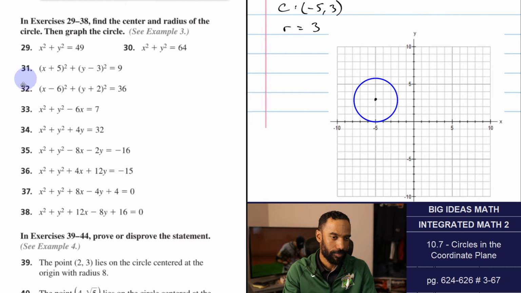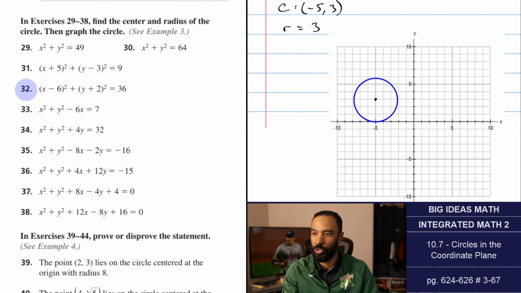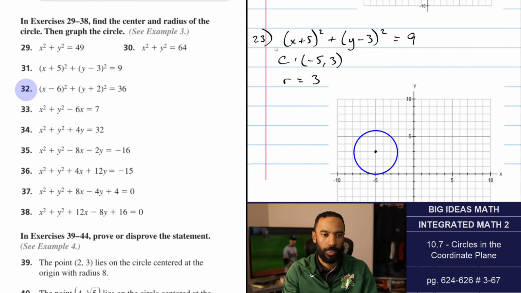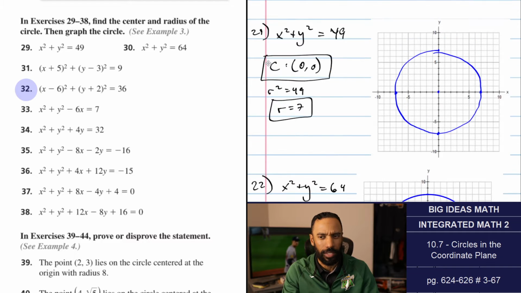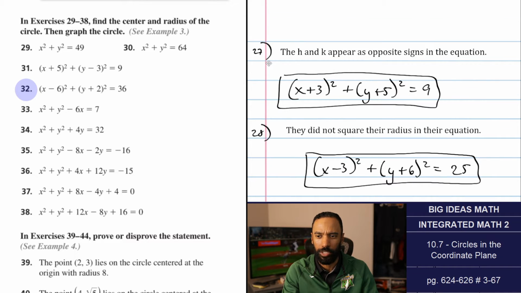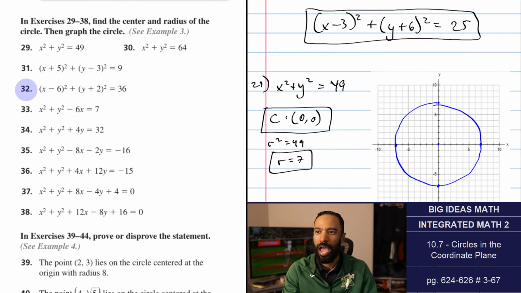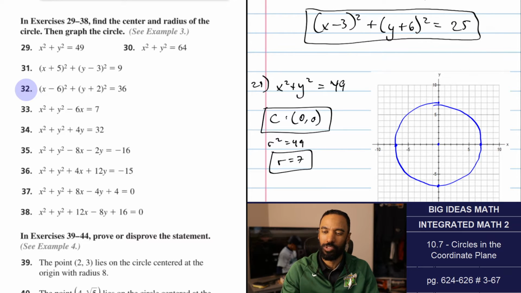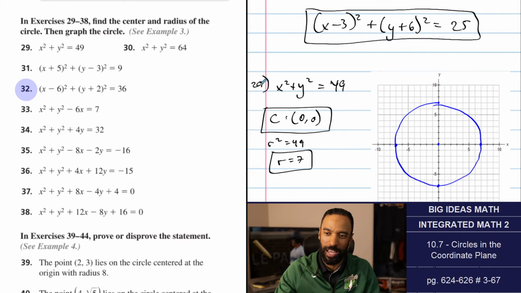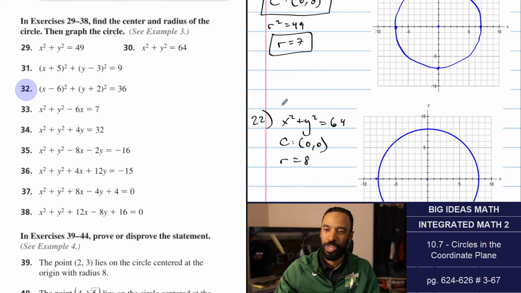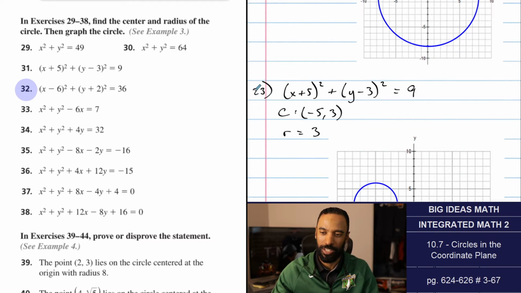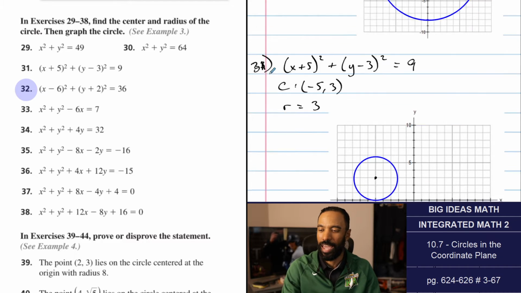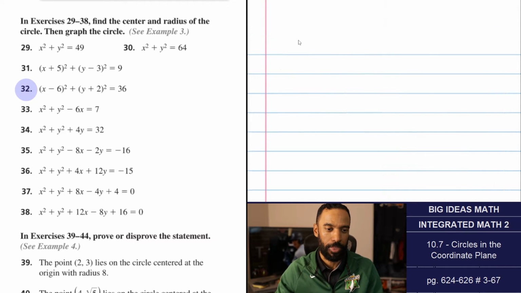Number 32. Wait, I said 23, 22. What was I doing? 21, 28. What happened? I'm so sorry when I called the numbers out. This must be a 29. This must be a 30. You're like, what are you doing? Hopefully the timestamps align just fine. This is 31 and 32 cometh.